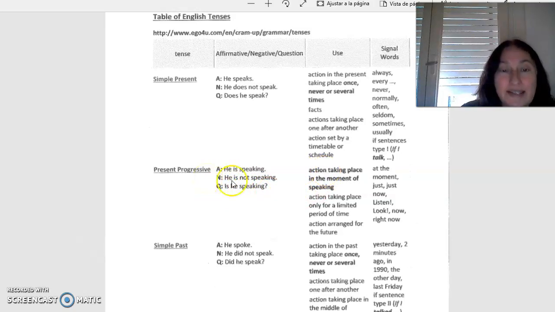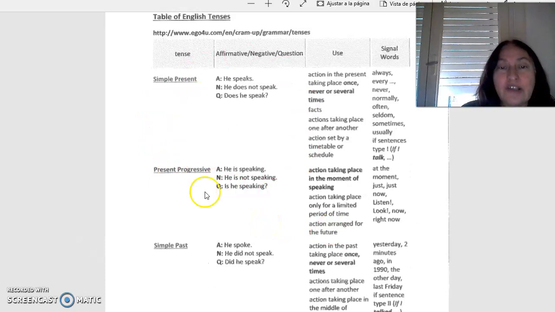Typically, the present progressive refers to an action taking place at the moment of speaking, right now, okay? I am talking to you now. But another important use is the one connected to the future. When we say, for example, we are leaving on Monday the 17th, okay? This is an arrangement for the future.